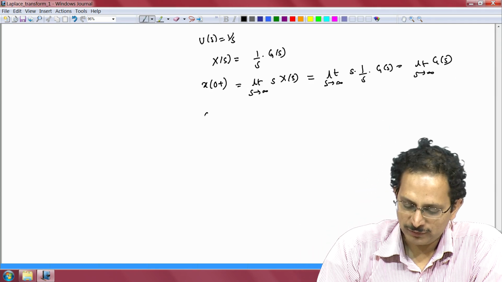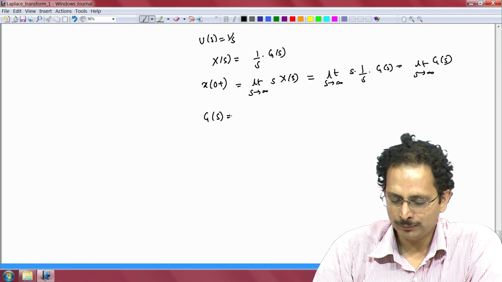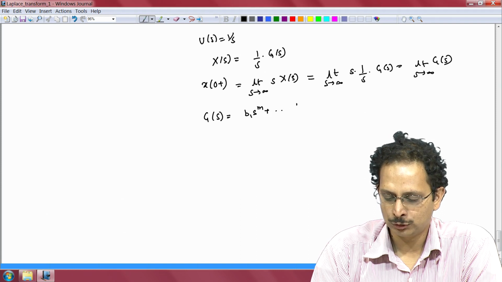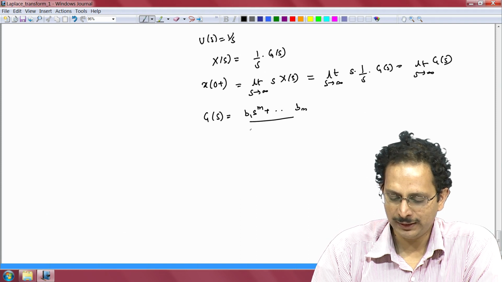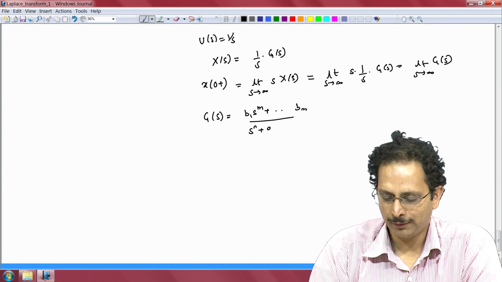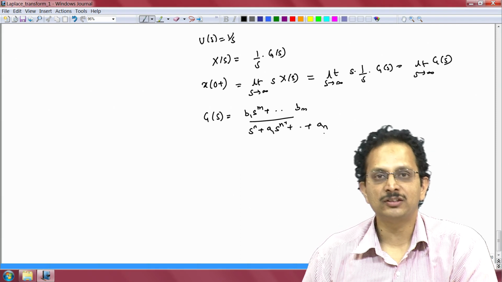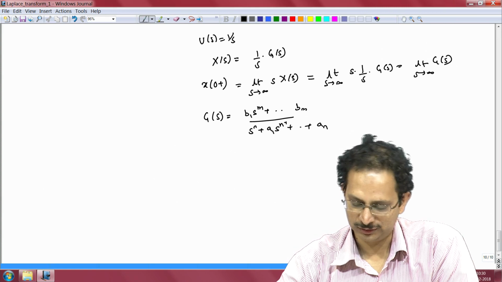Now, we know that g of s has this particular form. G of s is equal to some b1 s power m plus so on and so forth up to bm, divided by s power n plus a1 s power n minus 1 so on and so forth up to an. This is the structure of our g of s.